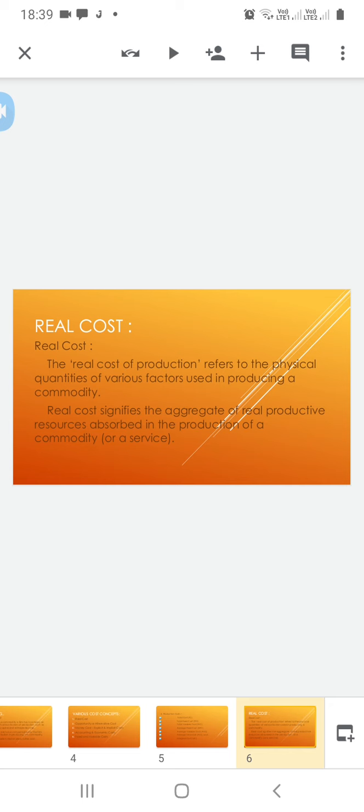Real cost signifies the aggregate of real productive resources obtained in the production of a commodity or a service. The exertion of all the different kinds of labor that are directly or indirectly involved in making it, together with abstinences or rather waiting required, will be called the real cost of production of the commodity.